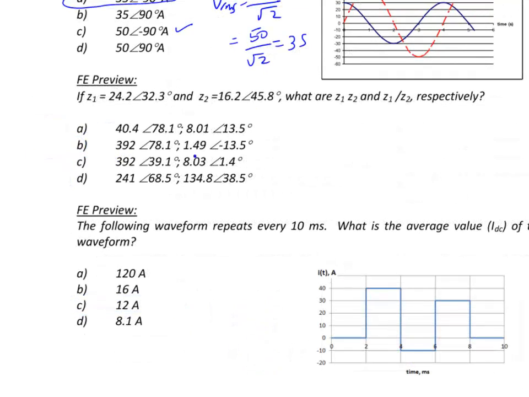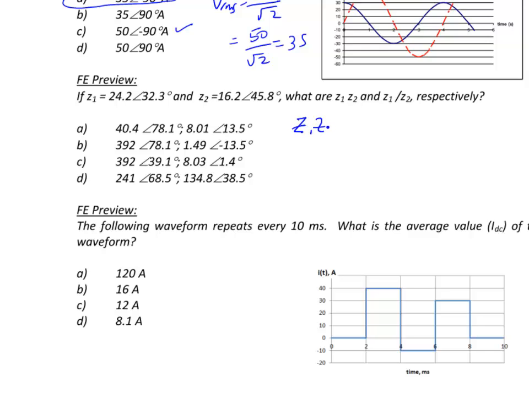Okay, let's try the next one. If Z1 is equal to 24.2 with an angle of 32.3 degrees, and Z2 is equal to 16.2 with an angle of 45.8 degrees, what are Z1 times Z2 and Z1 divided by Z2? The good news is both of these are given in angle notation, and we're doing multiplication and division, so that is the correct form. Let's find that product first.